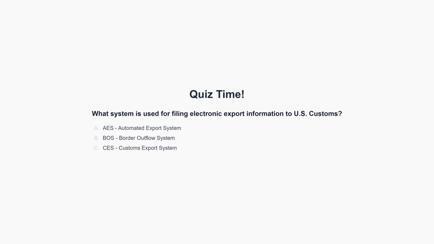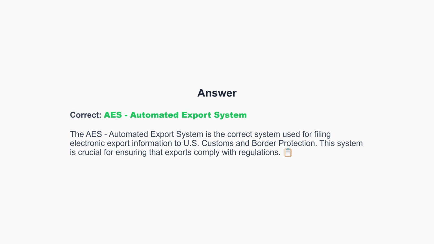What system is used for filing electronic export information to the U.S. Customs and Border Protection? Is it the AES Automated Export System, the BOS Border Outflow System, or the CES Customs Export System? You may pause the video now to think about the answer, and we'll discuss the correct one in the next section. The correct answer is AES, Automated Export System.